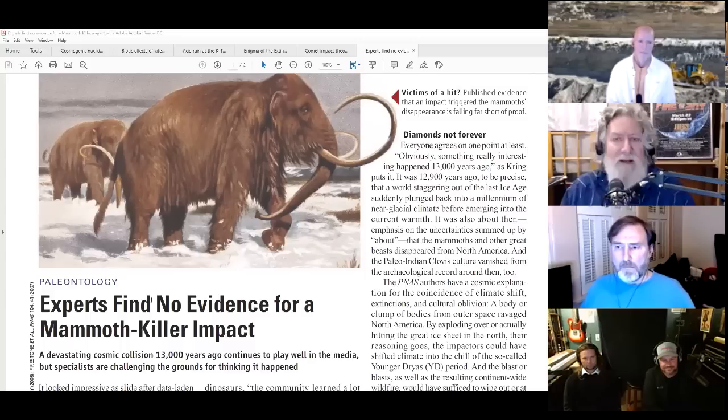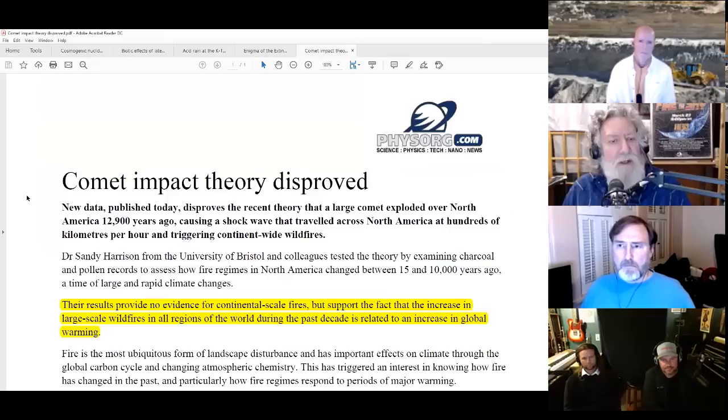So that was one example. Let's see here. Here's another one. Comet impact theory disproved. New data published today disproves the recent theory that a large comet exploded over North America 12,900 years ago, causing a shockwave that traveled across North America at hundreds of kilometers per hour and triggering continent-wide wildfires.